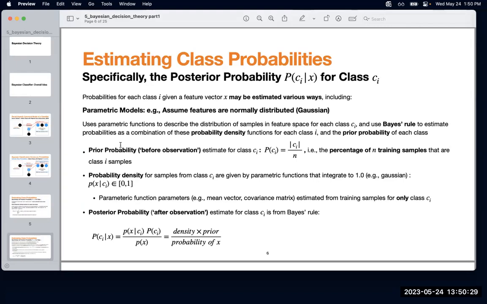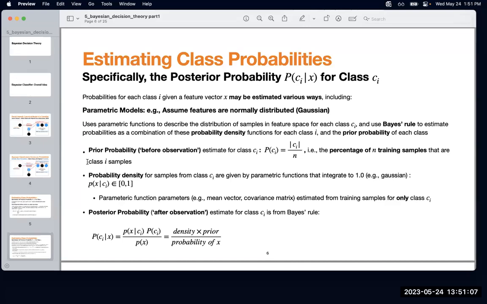The second kind of probability that we would be using would be the prior probability. The prior probability is a probability that represents the belief of the likelihood of a given class before you observe anything on the data. So usually this represents the prior belief that we have, but there's a very easy way that I can estimate my prior, which is just looking at the ratio of samples that belong to a given class.